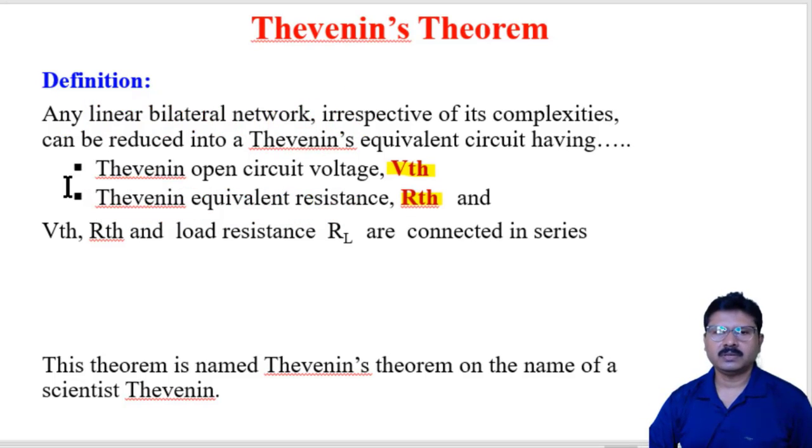The definition of the theorem is: any linear bilateral network, irrespective of its complexities, can be reduced into a Thevenin's equivalent circuit, and the circuit has Thevenin open circuit voltage VTH and Thevenin equivalent resistance RTH. This VTH, RTH and the load resistance RL are normally connected in series. This theorem is named Thevenin's theorem after a scientist, Thevenin.